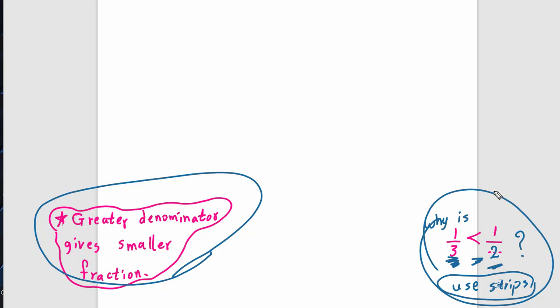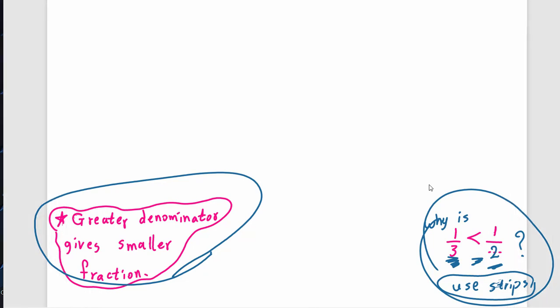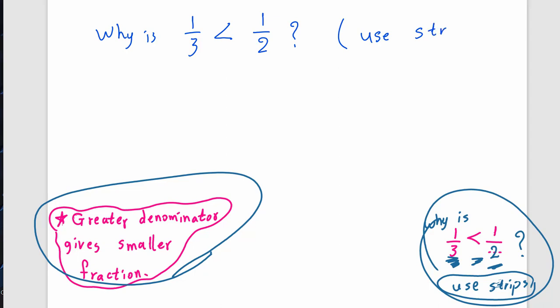Okay, so my heroes, I'm using this page to answer the question down here. Okay, I can write the question here again. So I erase this. Why is 1/3 less than 1/2, and we need to use strips. I mean fraction strips. Okay, let's write it: fraction strips.